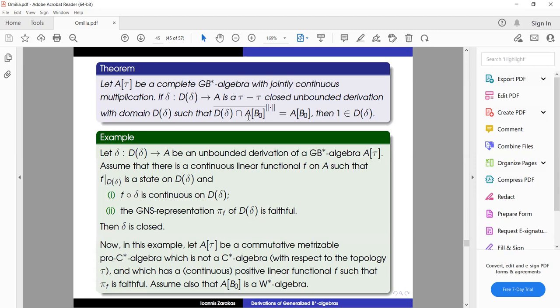Okay, next theorem, someone might ask, when do we have the unity inside the domain? A sufficient condition, yet of course not necessary. We have obtained this theorem, which tells us that your unit would be inside the domain if we have such a density result, the intersection of the domain with the C star algebra AB naught, lying inside the GB star algebra, is dense in AB naught. As I said, sufficient, yet not necessary.